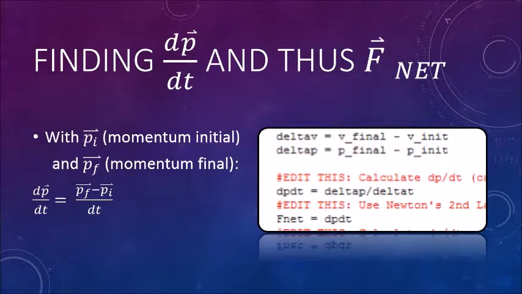With the final and initial momentum we calculated by multiplying mass by the velocities, we can find dp/dt. This is done by subtracting the initial momentum from the final momentum and dividing by the change in time. Then, by the power of Newton's second law, we will say that dp/dt equals F net, and we have our net force for the given interval. This is our coded version. Now's the time to mention that dp/dt will be calculated on many relatively small positions in a while loop, so these values will vary based off the initial inputs.